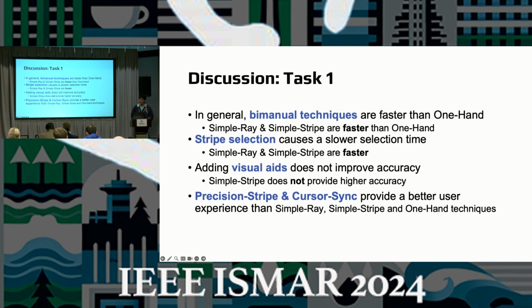Discussion about task 1. From task 1, we know that in general, bimanual techniques are faster than one-hand techniques, and strip selection causes a slower selection time. And adding visual aids does not improve accuracy. And lastly, precision strip and cursor sync provide a better user experience than others.